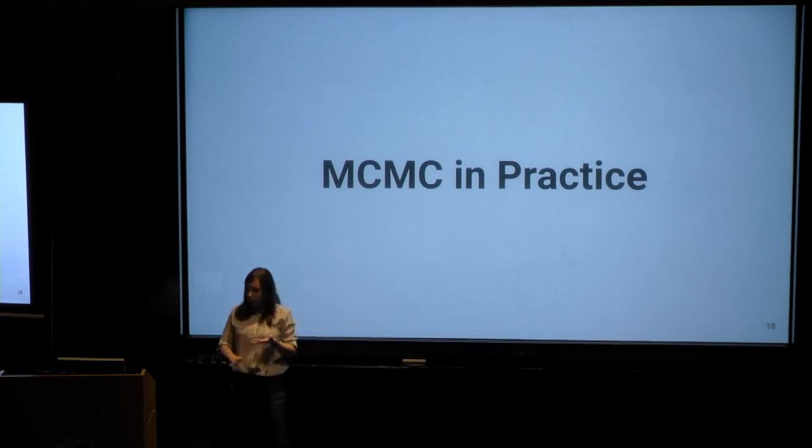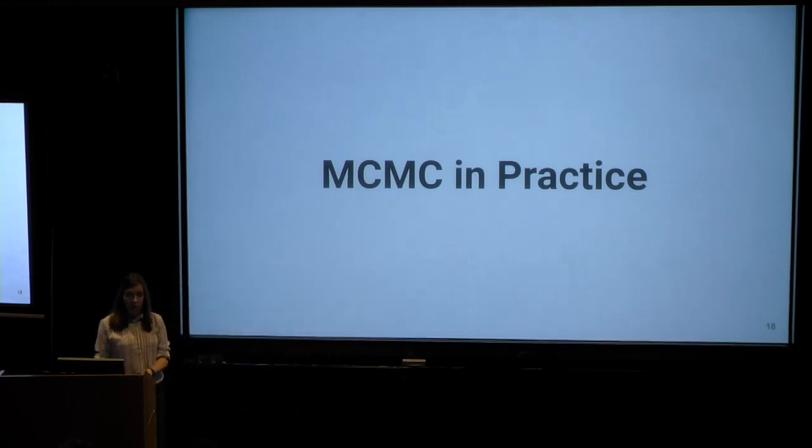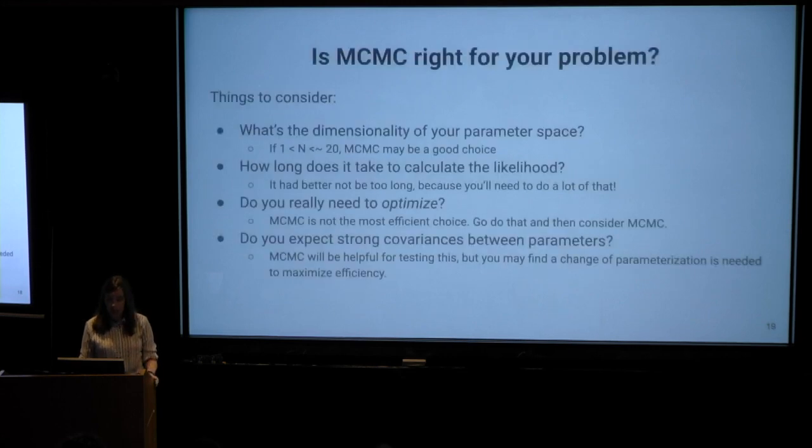I want to talk a little bit about what kinds of diagnostics you might want to do to see whether or not your MCMC is working and is giving you a representative posterior. So first of all, should you use MCMC at all? It depends on several things. One is the dimensionality of your parameter space. If you have only one dimension to your parameter space, then don't do MCMC.